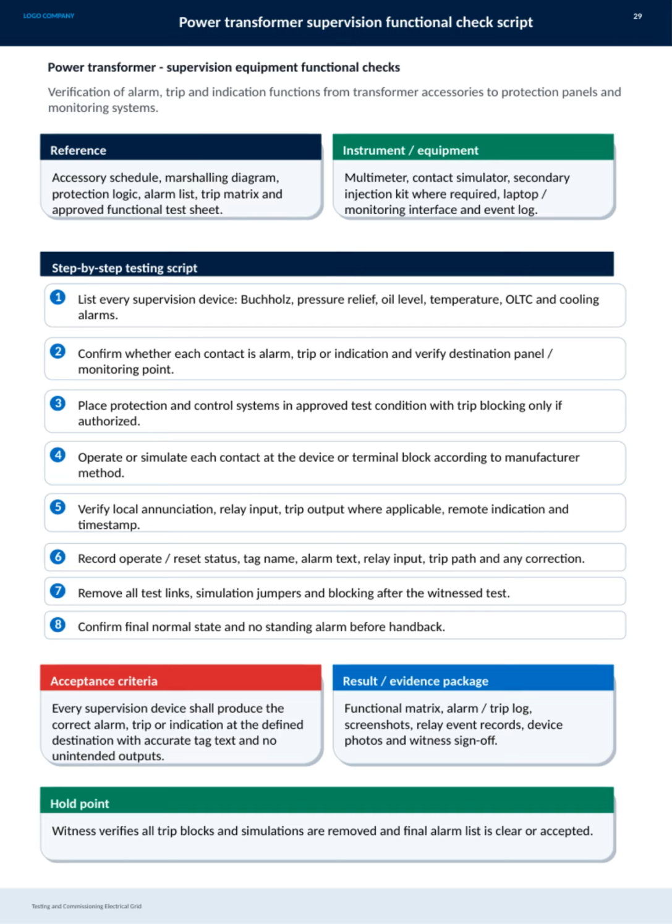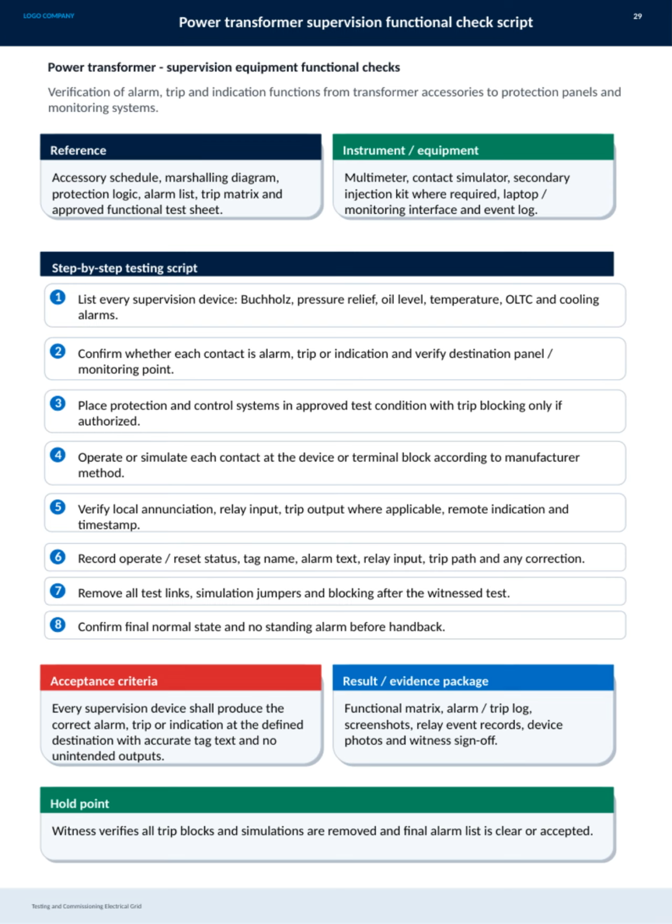The testing process follows a step-by-step script starting with listing every supervision device, like the Buchholz relay, pressure relief, and temperature alarms. Next, we confirm the type of each contact and verify where the signals are sent. Before testing, we place protection and control systems in an approved test condition, allowing trip blocking only if authorized. Then, we operate or simulate each contact using manufacturer-approved methods.